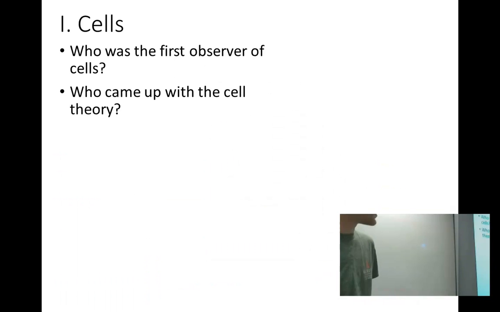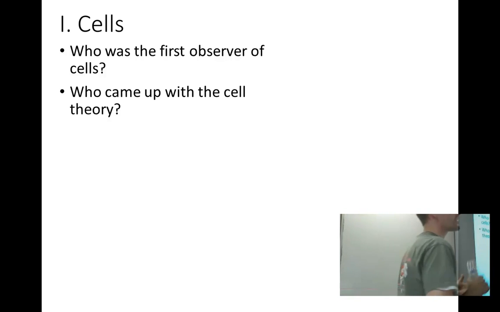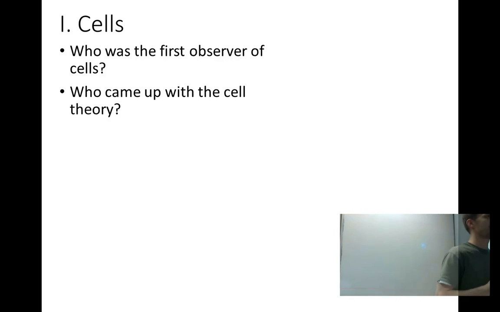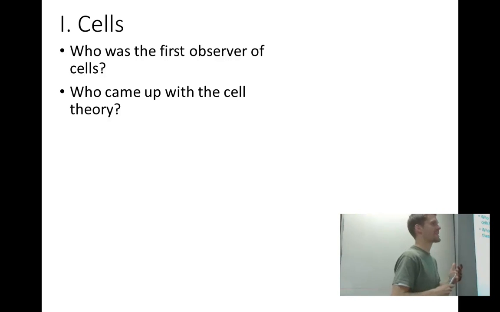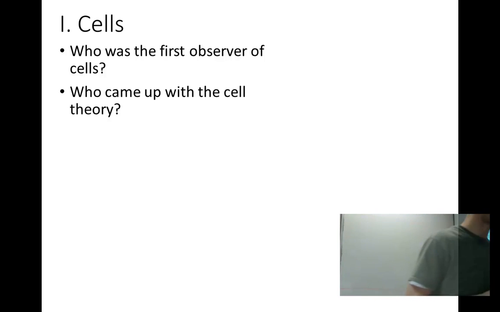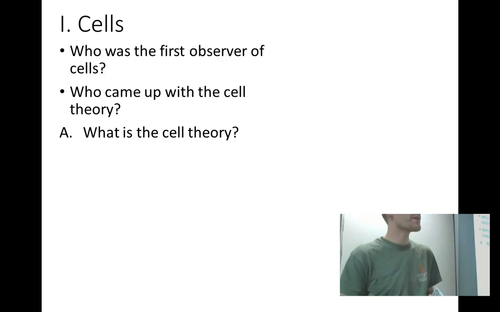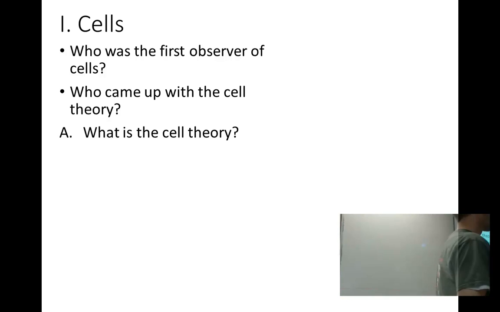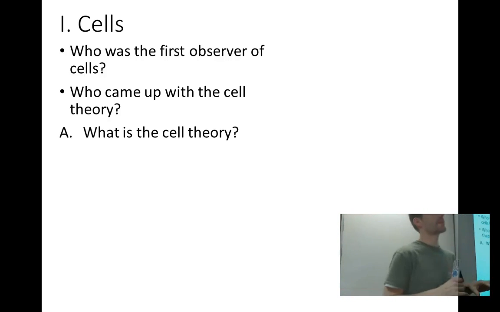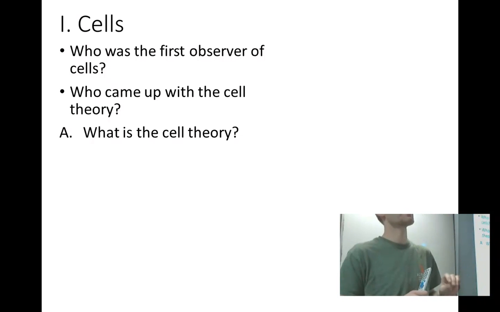Okay, cells. Who was the first observer of cells? This is review. Robert Hooke. You guys ready? All right, and who came up with the cell theory? Schleiden and Schwann. Yeah. Okay. Good. Okay, and we talked about some basics of the cell theory. There's actually 3 parts to it, and we only mentioned 2. What are the 2 parts we mentioned? All things are made of cells. And all cells come from pre-existing cells. Good.